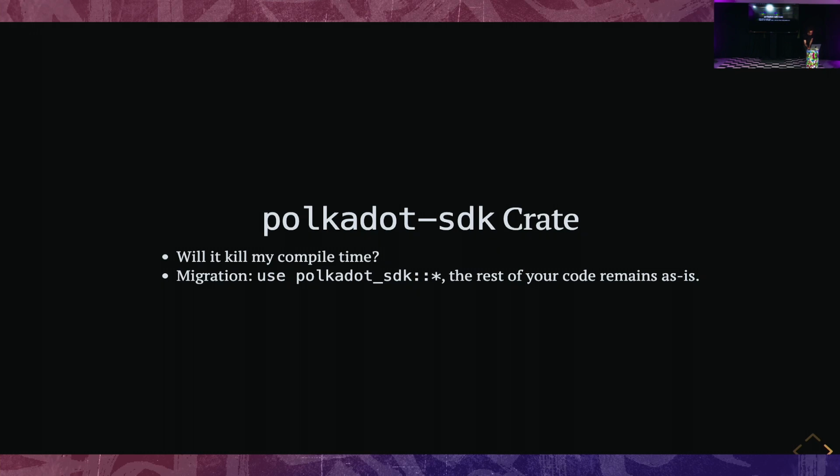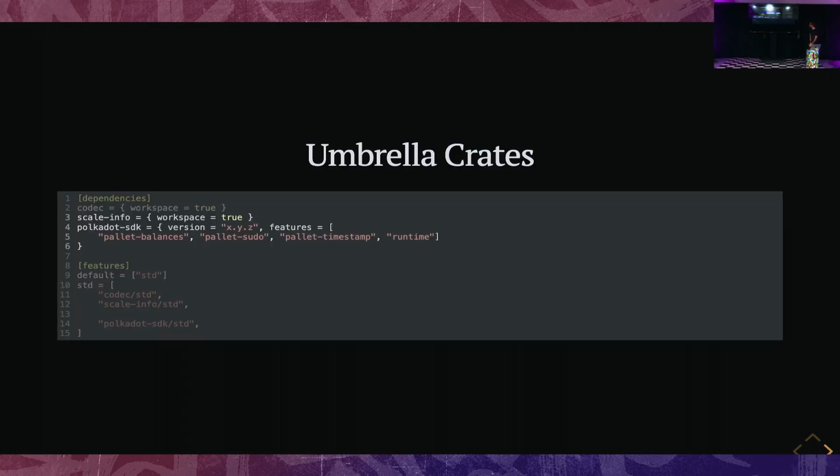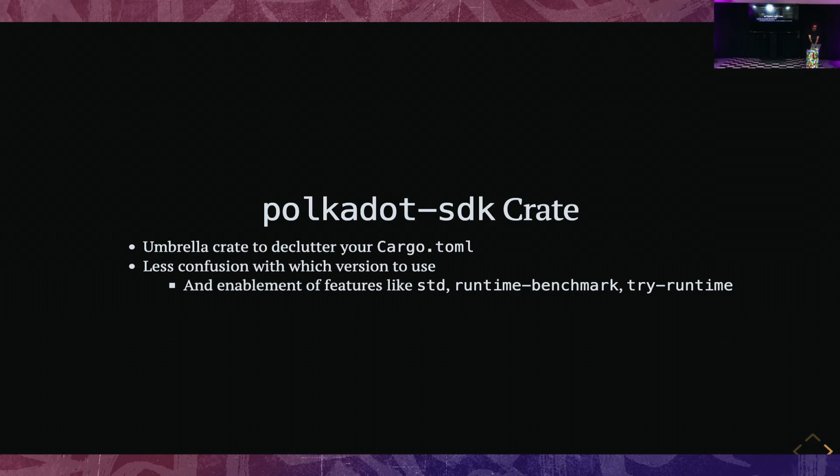Actually, if we look at the example, maybe we can see. So here we're using this crate with a feature called runtime, which signifies only bring in dependencies that are for runtime development. And then separately, if you want to use specific pallets, you also have to specify them as features to bring them in, because a runtime doesn't use all the pallets within Polkadot SDK. So with these techniques, your compile time would also not get impacted in a very significant way.